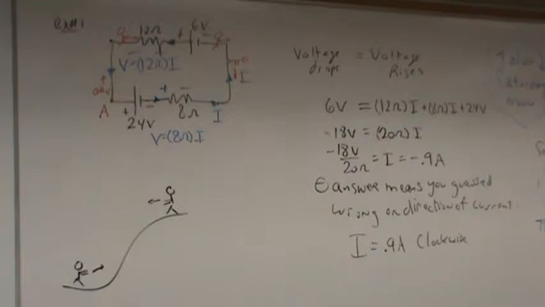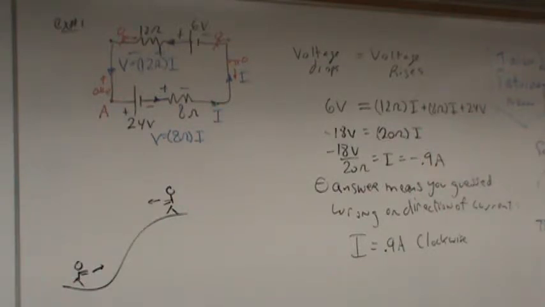Your steps 1 and 2 are correct. So if you're going to choose your current going this way, then when your current enters the resistor, this should be the positive, and that should be the negative. And then make sure you label those two resistors. Let's see what you've got.